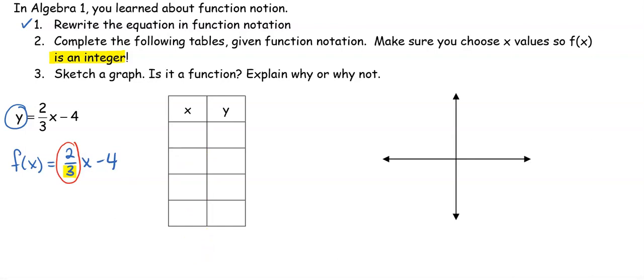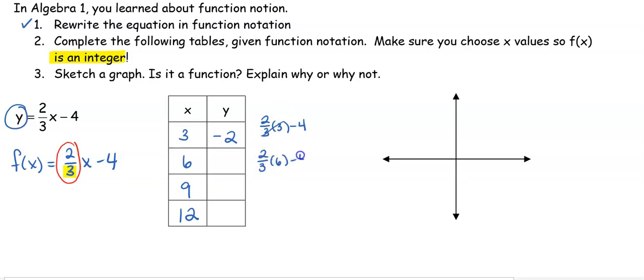So let's say I did 3, 6, 9, 12. That does not have to be the 4 that you chose. So if I started here, 2/3 times 3 minus 4. Those 3's cancel. 2 minus 4, that's a negative 2.